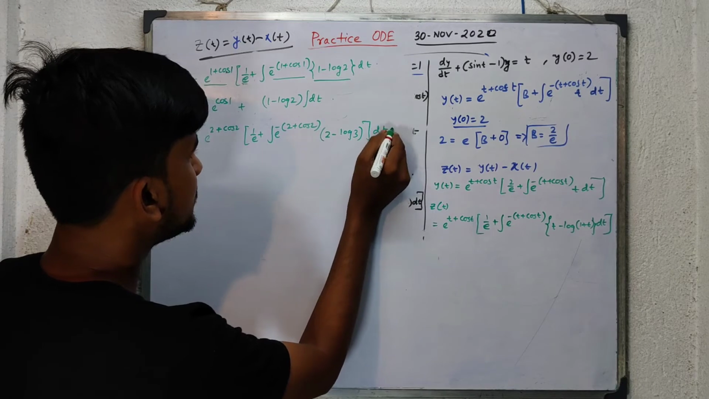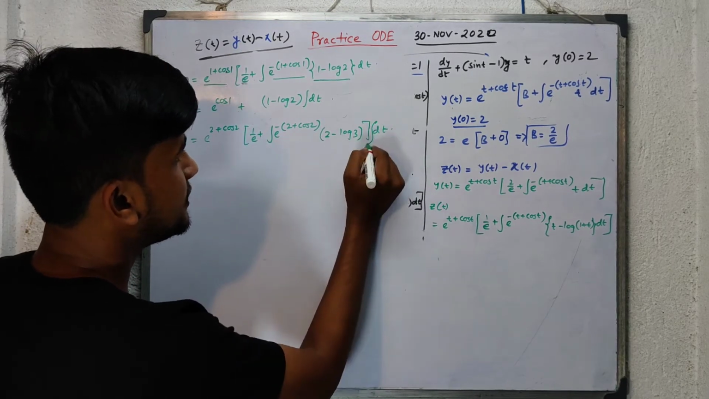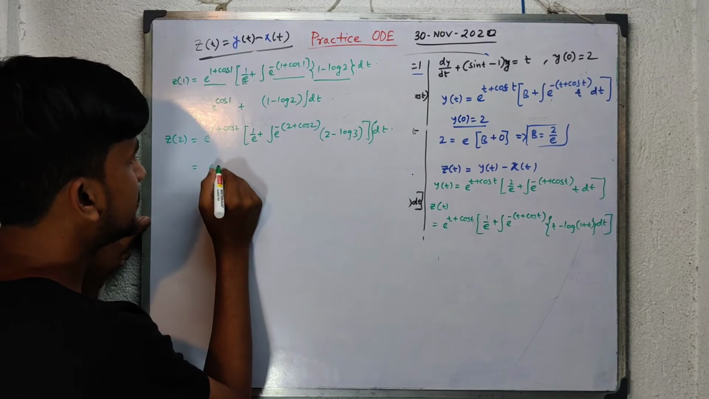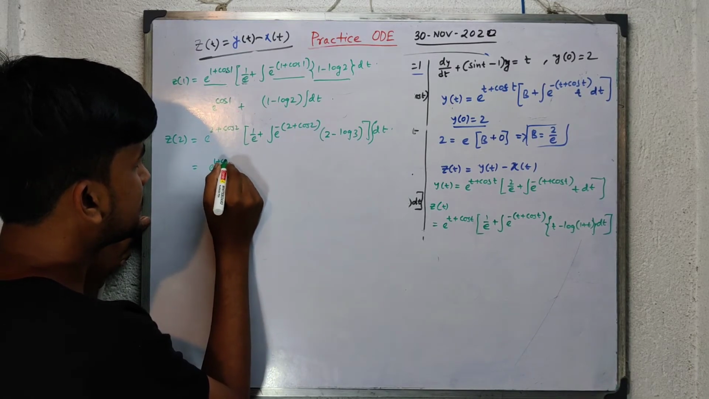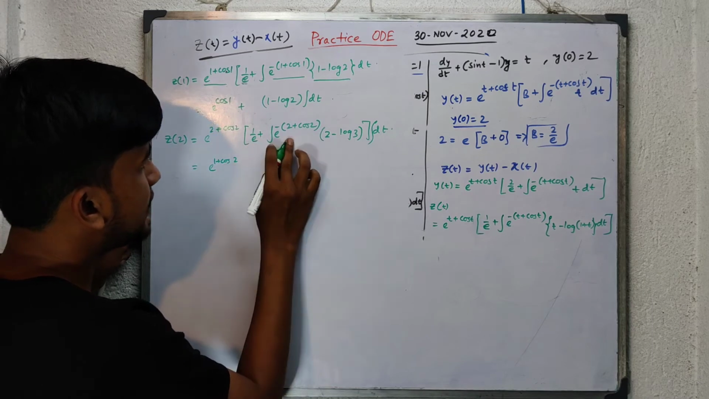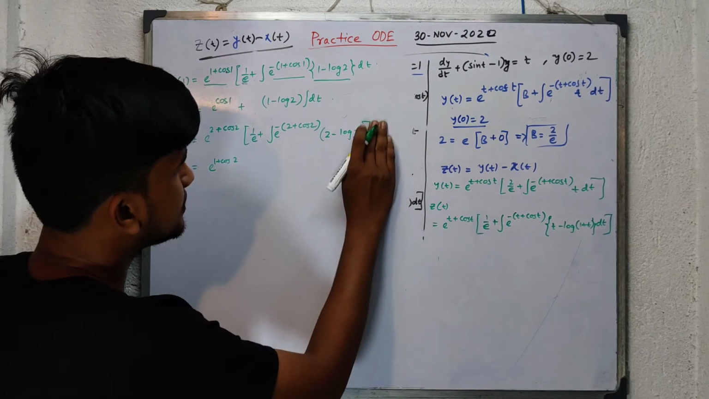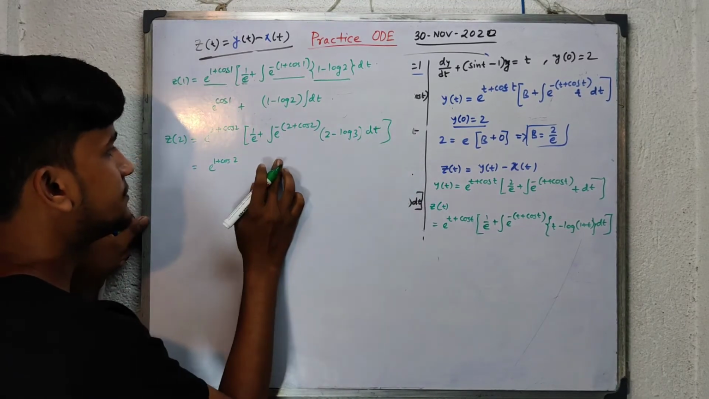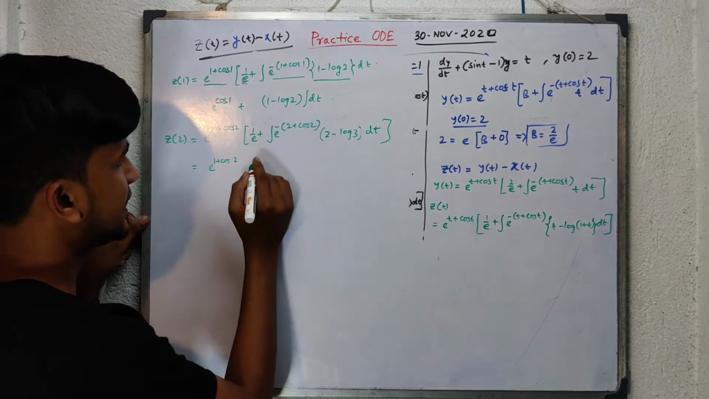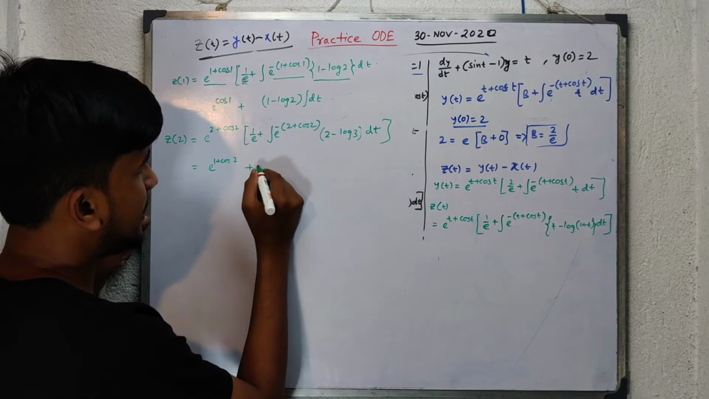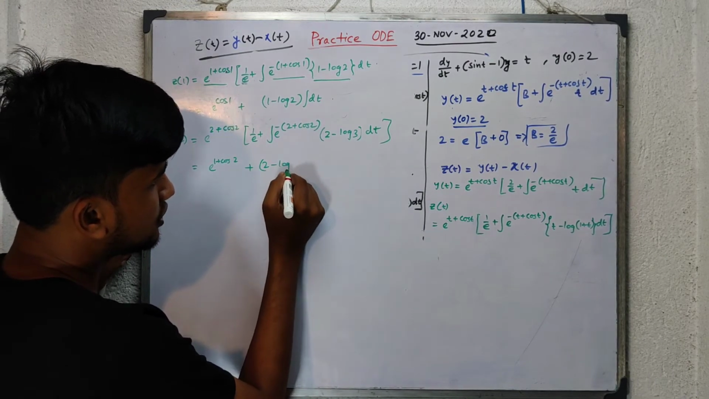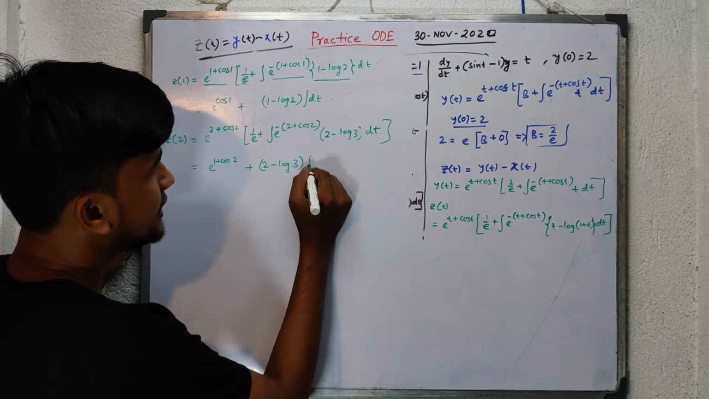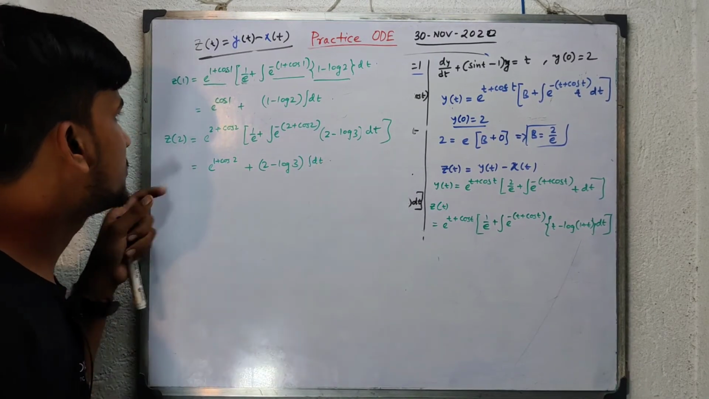Okay, integration of dt. So this is equal to, this two term gives e to the power 1 plus cos 2, and if we take this term from outside of the integration, so sorry, this is the integration term dt. Okay, so these two terms get cancelled, and simply plus 2 minus log 3 into simply integration dt.